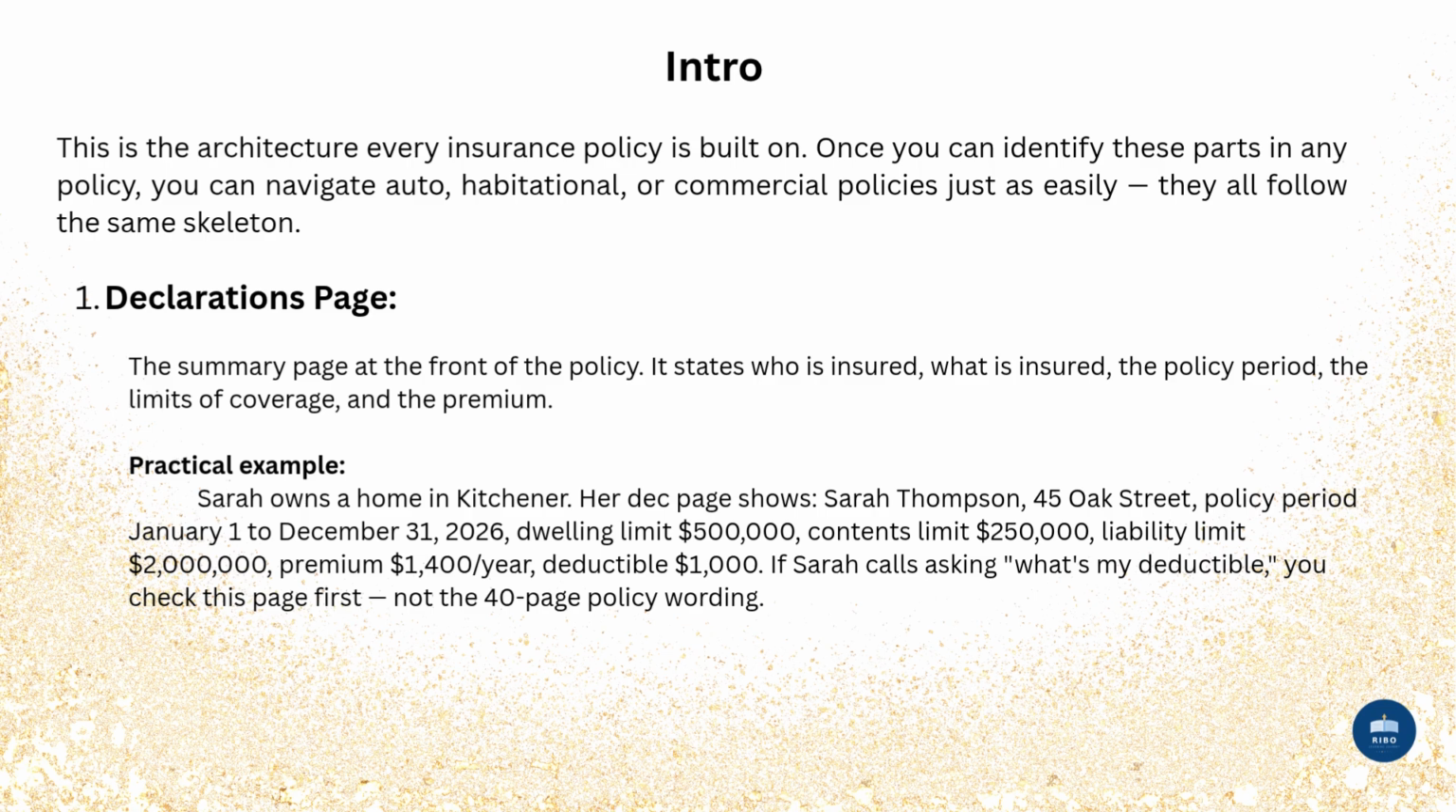This is the summary page at the very front of the policy. It tells you who is insured, what property or risk is being insured, the policy period, meaning the start and end date of coverage, the limits of coverage, and the premium being charged. Let's make this real. Say you have a client, Sarah, who owns a home in Kitchener. Her DEC page would show her name, her address, a policy period like January 1st to December 31st, a dwelling limit of $500,000, contents coverage of $250,000, liability coverage of $2 million, and her premium and deductible.